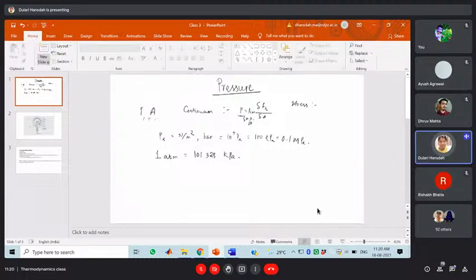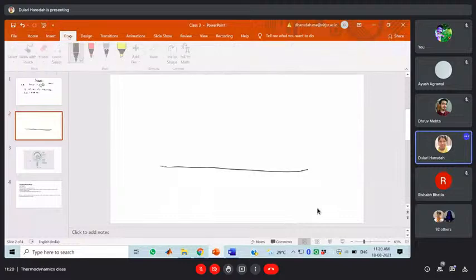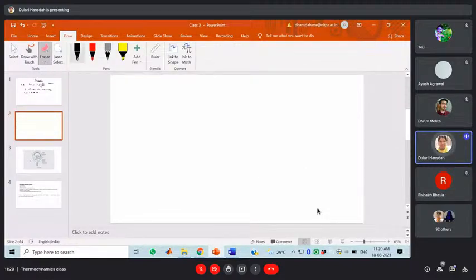I will draw that diagram. It is quite difficult to draw with the help of this digital pad actually.